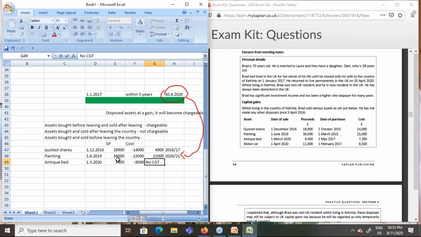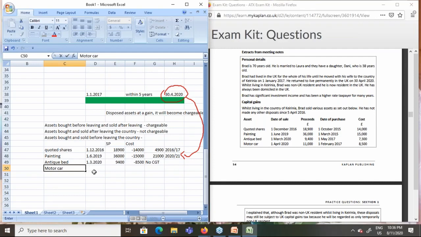Because both happened while you were not a UK resident person. You bought it while you were not a UK resident person, sold it also while you were not a UK resident person. In that case, this will not be subject to CGT. And this is where you have to be mindful when you're answering a question.